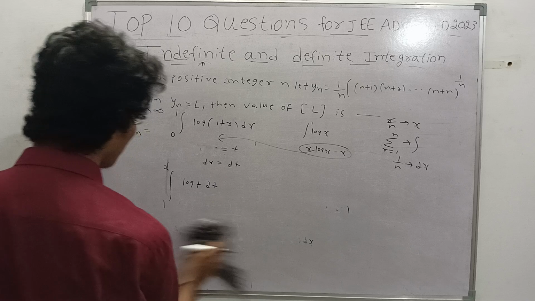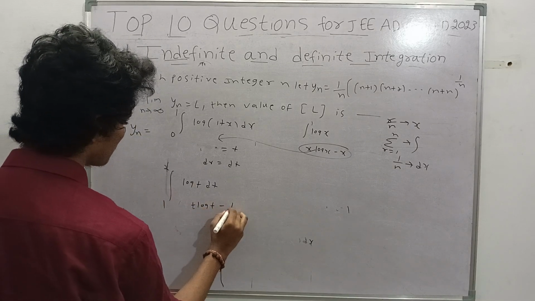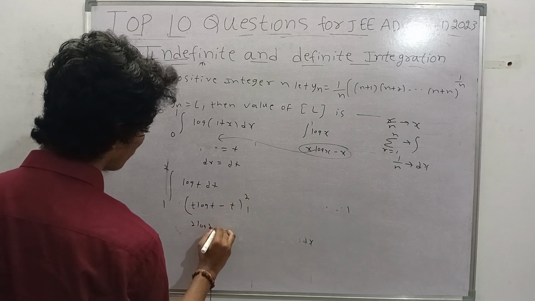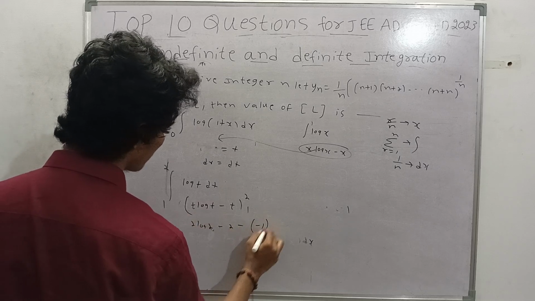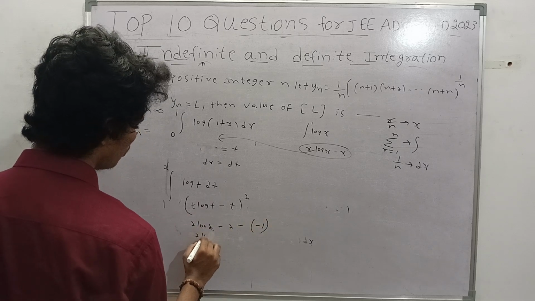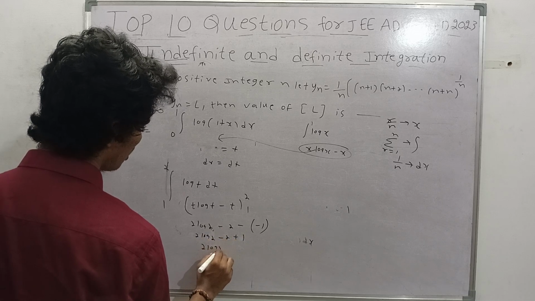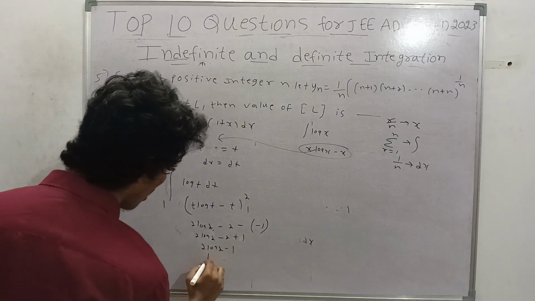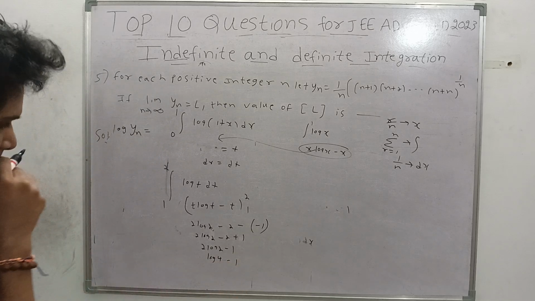Wait, wait guys, I will verify. Log t integration is t log t minus t, applying limits 2, 1: 2 log 2 minus 2 minus, when you apply 1 it will be 0, it will be just minus 1. So 2 log 2 minus 2 plus 1, it will be 2 log 2 minus 1. It will be log 4, log 4 minus 1.